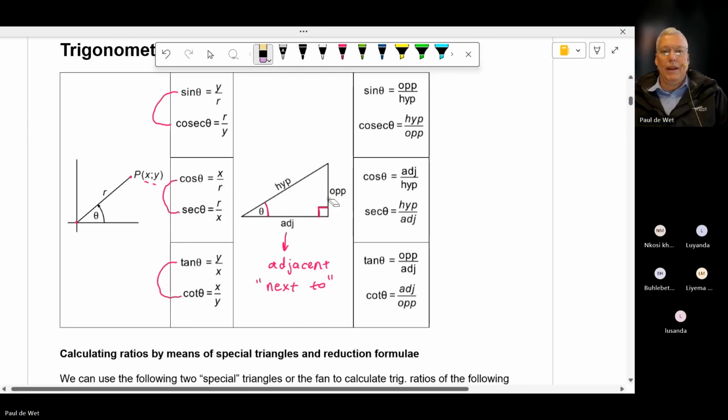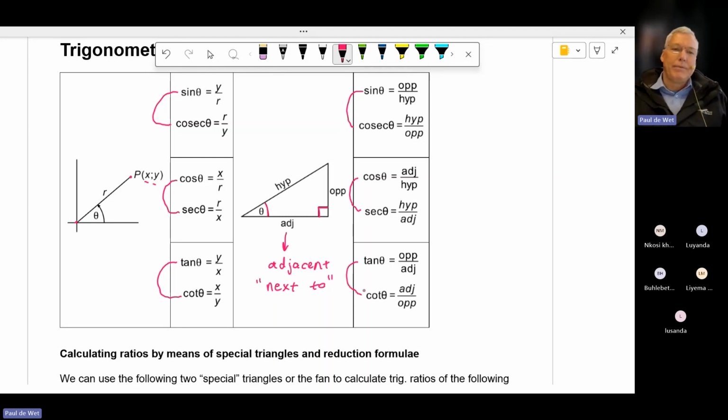opposite and adjacent. So you need to also learn all these ratios, that sine is opposite over hypotenuse. Cosec is the upside down of sine. It's hypotenuse over opposite. Cos is adjacent over hypotenuse. Sec is hypotenuse over adjacent. Tan is opposite over adjacent.